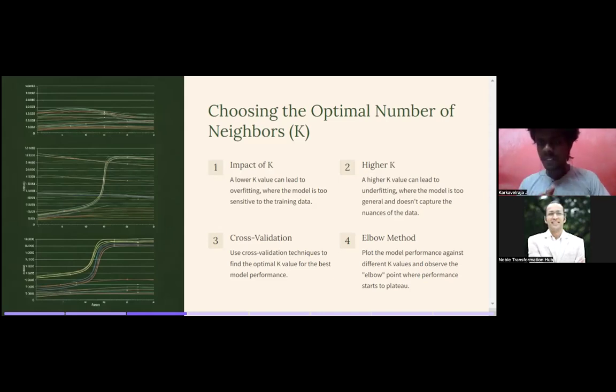Finally, the elbow method. It's a simple method. Plot model performance against different k values and observe the elbow point where the performance starts to plateau. You know that over time the loss will reduce, from 100 the loss will start to reduce. The point where it creates an elbow-like structure, you need to keep that as a k value. So these are the ways of choosing the optimal number of neighbors. Hope you guys can understand. So yes, sir, over to you.